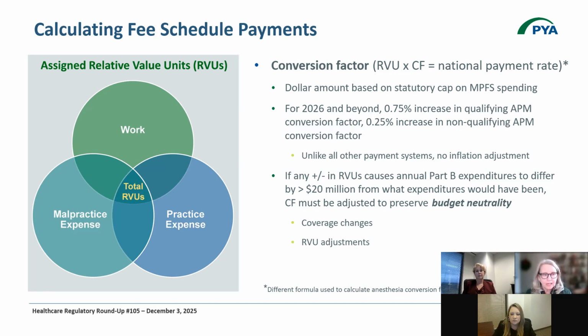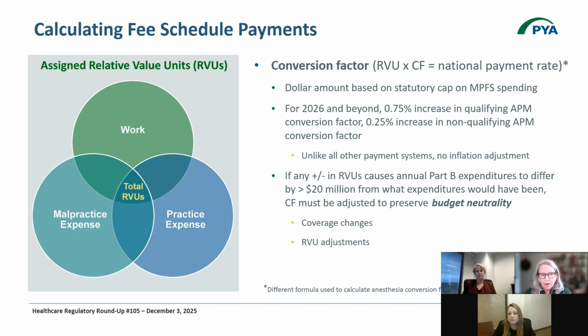For 2026 and beyond, that conversion factor is going to be increased by a statutory 0.75% for advanced APMs, 0.25% for everyone else. Remember, unlike all of the other Medicare payment methodologies, there is no adjustment for inflation in the Medicare physician fee schedule. It's simply a statutory number that is applied year after year, regardless of what's happening with costs to deliver those services.